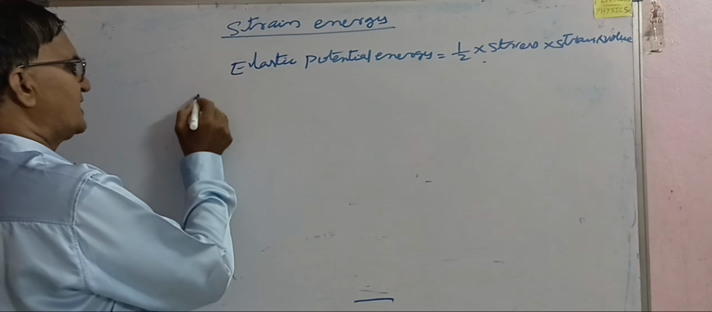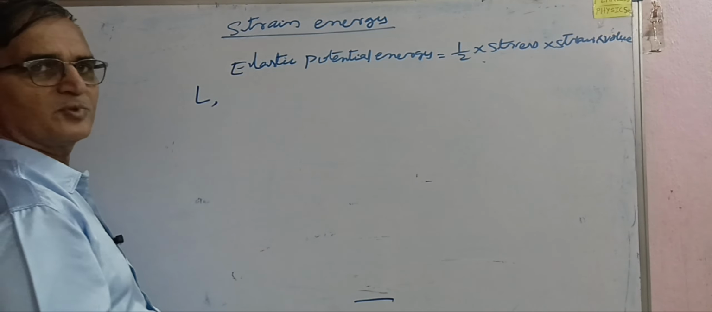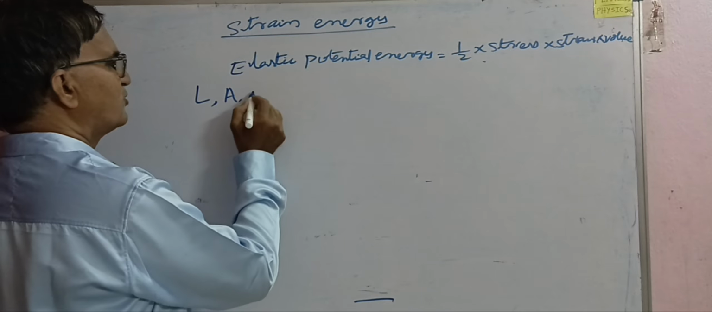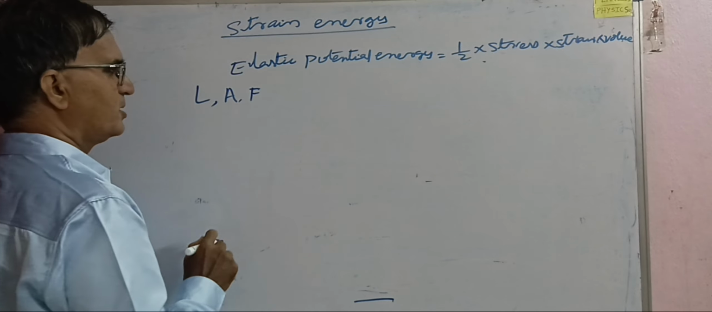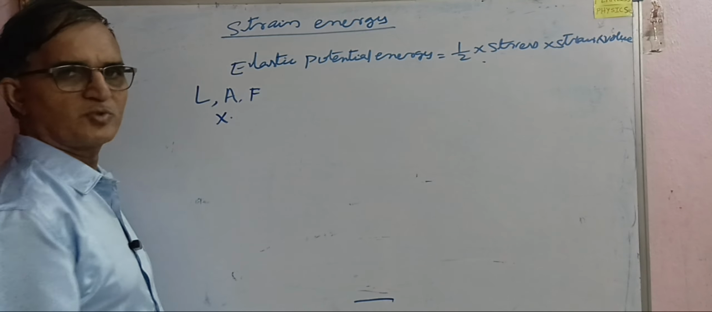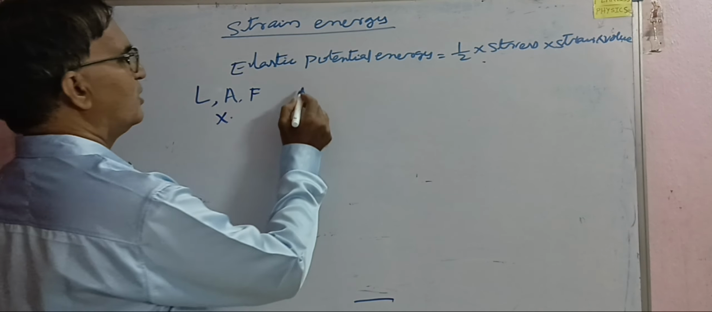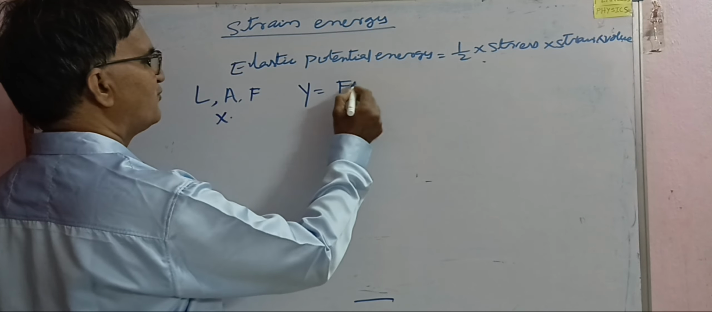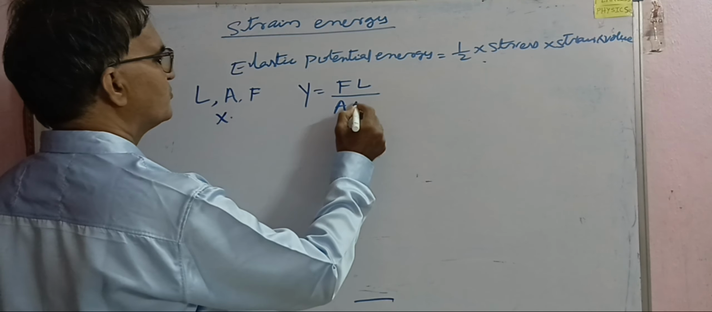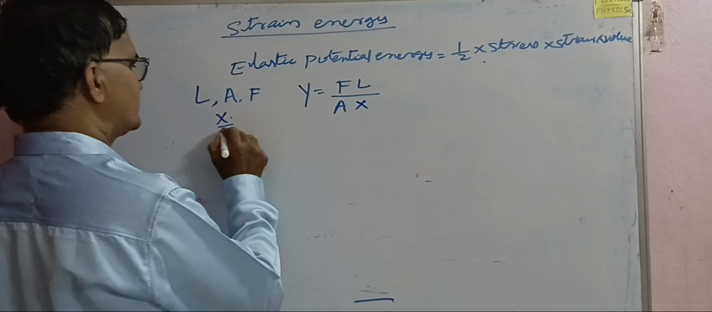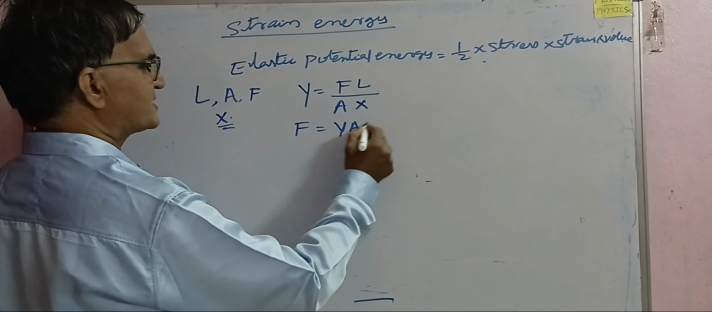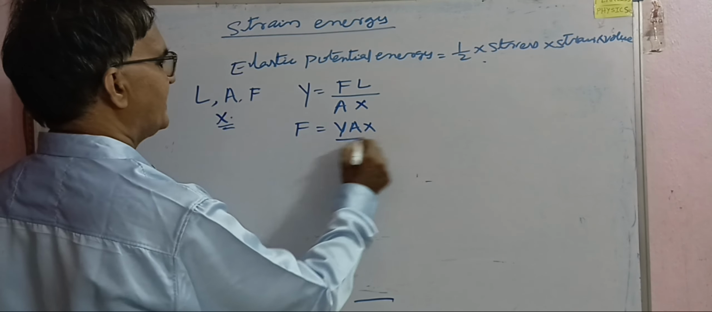Now let us consider a wire of length L, area of cross section A, and F is the force applied. Now x is the elongation, we assume. We have the formula Y is equal to F into L by A into x, where x is the elongation. Now F is equal to YAx by L.